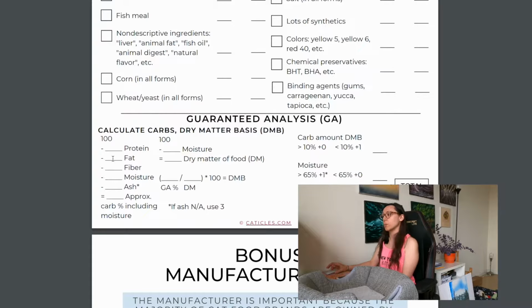So you're going to fill in protein, fat, fiber, moisture, and ash. If the ash isn't listed, just use 3. That's kind of like an average, but of course this varies between the type of food. Subtracting all of this from 100 will give you the carb amount, including moisture.